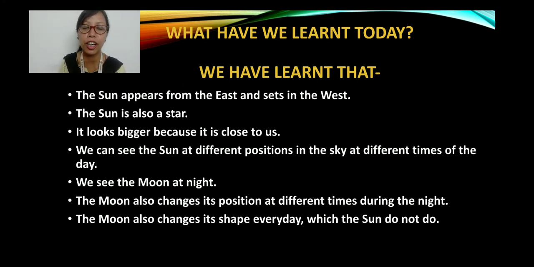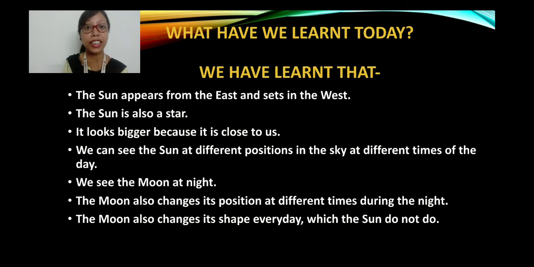Now let's come to the recapitulation. That means what we have learned today. We have learned that the sun appears from the east and sets in the west. Then we have come to know that the sun is also a star and it looks bigger because it is close to us, while the other stars look very small because they are very, very far from us. Then we can see the sun at different positions in the sky at different times of the day.